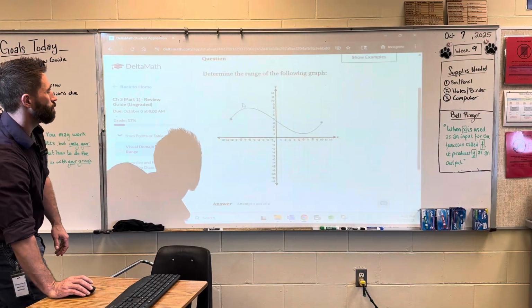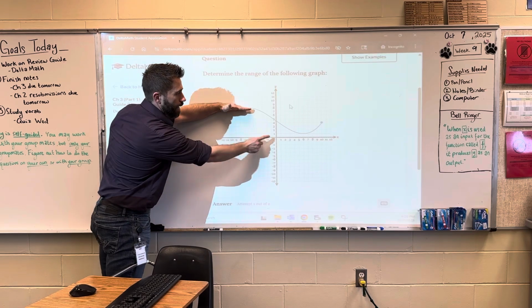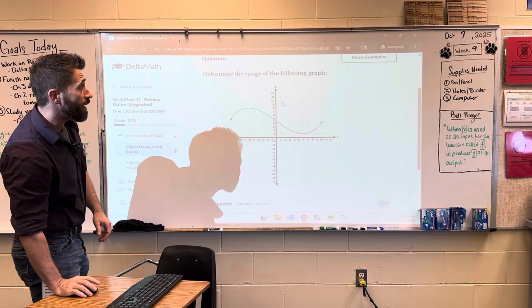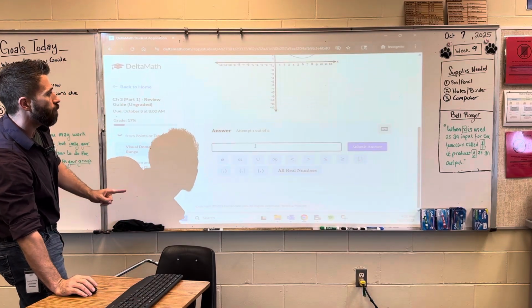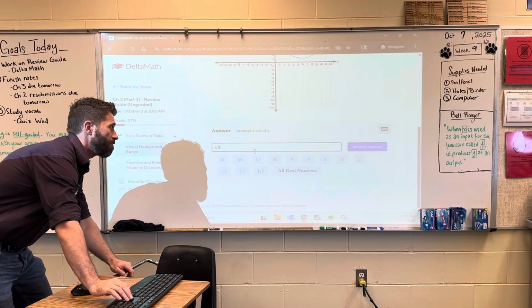Visual domain and range. Determine the range. Remember, the range is the y values, so bottom to top. My minimum is 1, my maximum is 8. So it's between 1 and 8. But they want you to submit your answer as an inequality. So between 1 and 8, I have my y value.